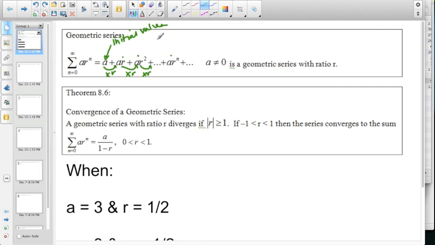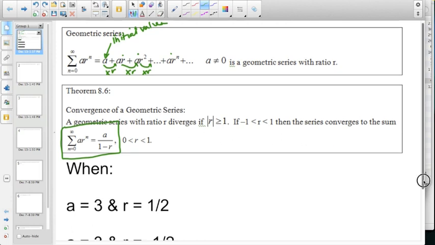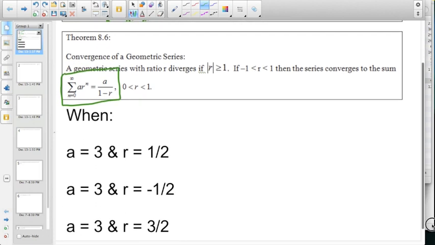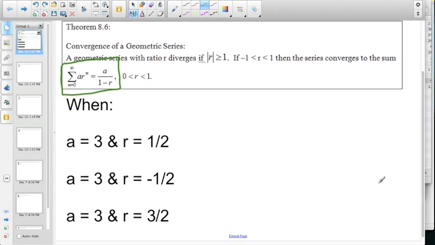And so what we have then is a really special type of series where we have a known equation to find the sum of that series, as long as we know the initial value and the value of that ratio. If we take a look at what happens when our ratios are certain values, we can get an idea of convergence and divergence and things of that matter.